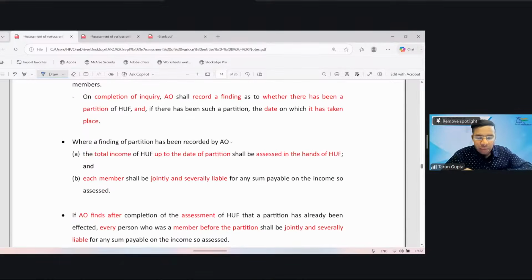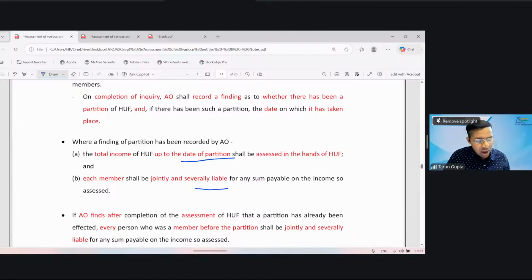It says, where a finding of partition has been recorded by the AO, the total income of the HUF up to the date of partition shall be assessed in the hands of the HUF, and each member shall be jointly and severally liable for the sum payable on the income so assessed.